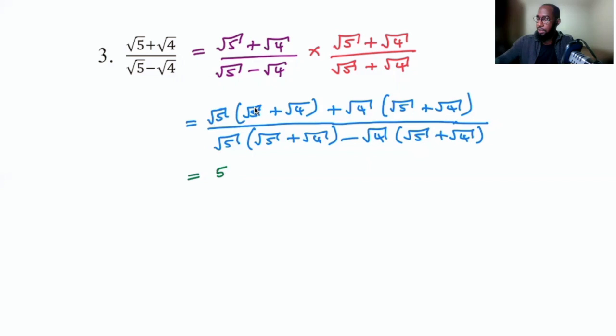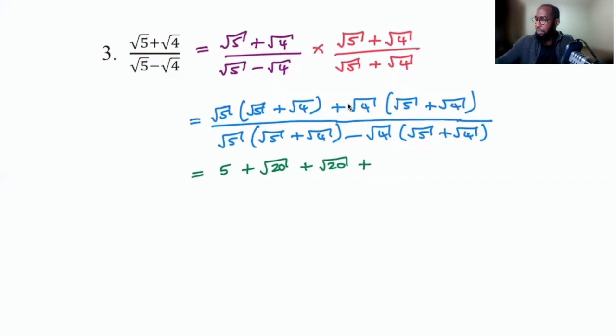Plus, because you're multiplying same signs, plus root 5 times root 4 is root 20. So 5 times 4 is 20. So it's root 20. Plus, multiplying same signs, plus root 4 times root 5 is root 20. 4 fives are 20. When you're multiplying same signs is positive. Root 4 times root 4 is 4. We're multiplying the same number inside. The square root of 4 times the square root of 4 is 4. And all that over root 5 times root 5 is 5.